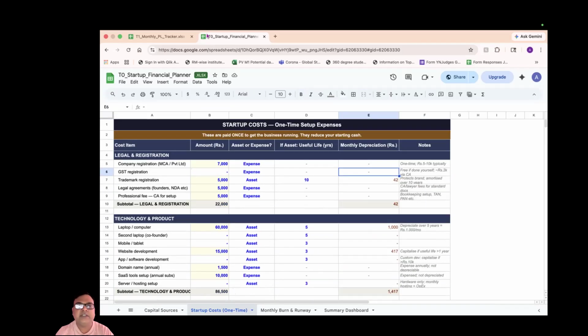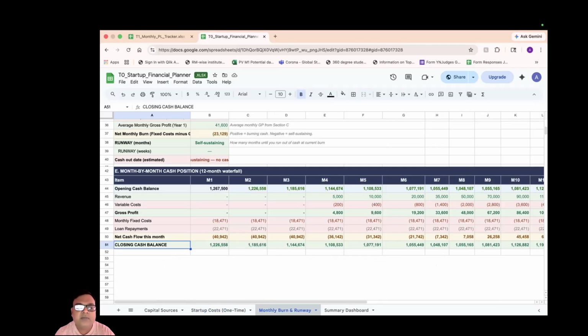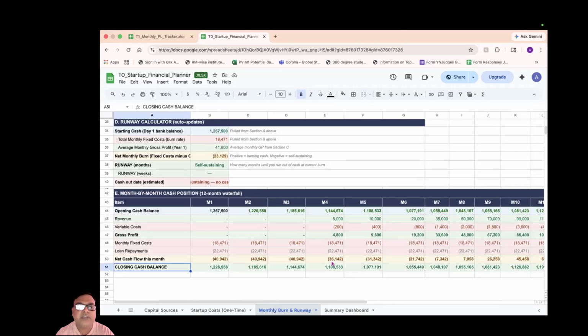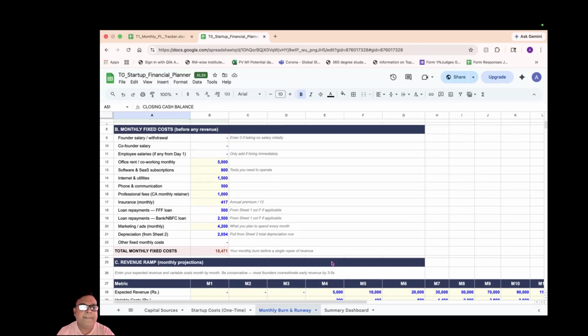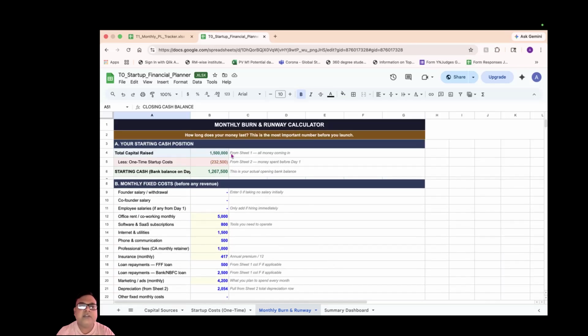The next one that we will do is the monthly burn and runway. Okay, when we're talking about the monthly burn and runway, it's very simple, right? And this will help you to actually understand how much money you are left with to survive. If the entire money goes away, right, what will happen to your business? Okay, so how long can you sustain? How long does your money last? This is the most important number before you launch.